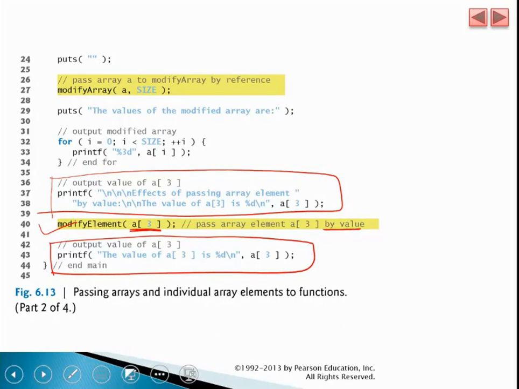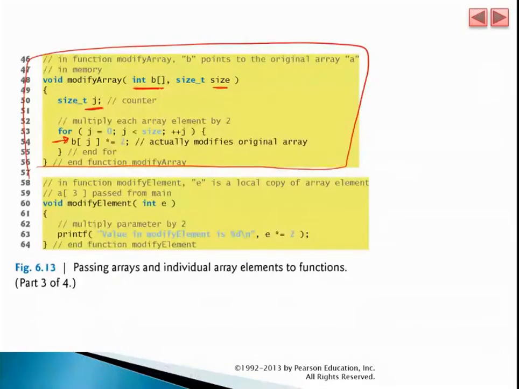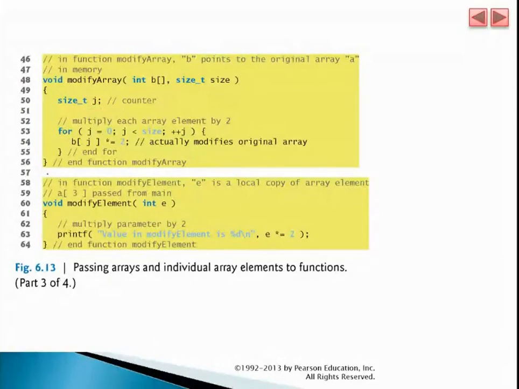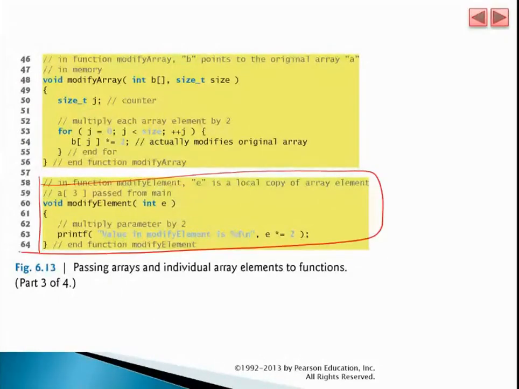Now let's see what happened in this function. I'm just removing the highlight from here, and let me highlight this function. We are talking about this. In this, a local copy will be made, E, and the value of E is equal to a of 3, whatever value is passed from there. And then we are multiplying E by 2. So this is the modified value.